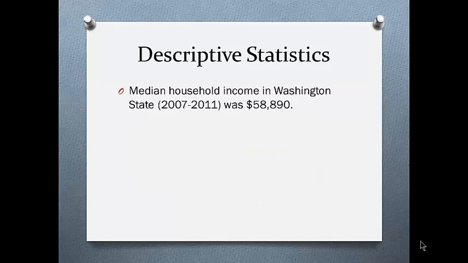Here's another example of statistics. Median household income in the state of Washington between 2007 and 2011 was $58,890. That's a descriptive statistic. It describes the people in the state of Washington.